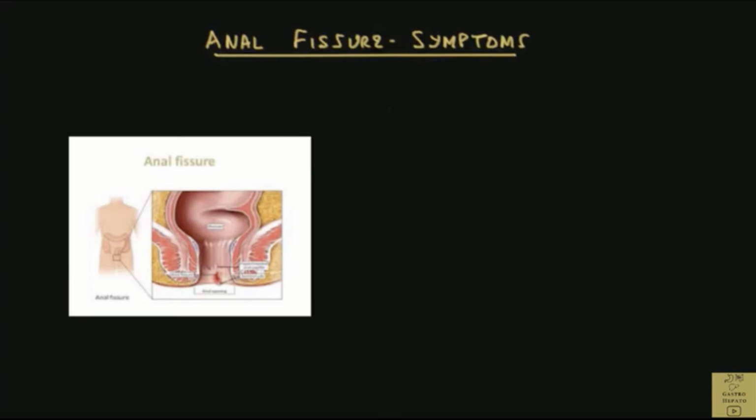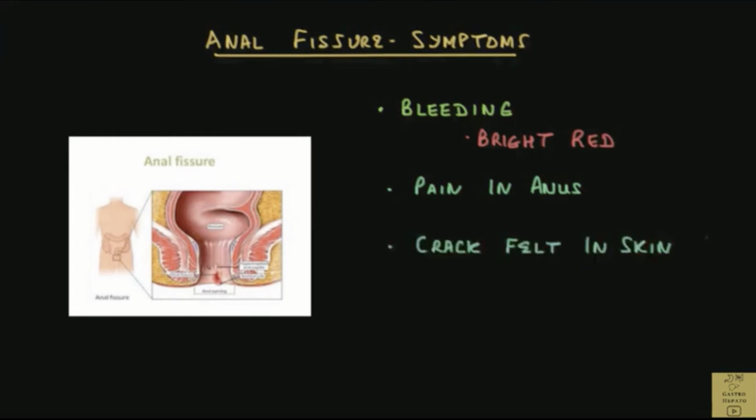Symptoms of anal fissure include bleeding, especially when passing stools. The blood is bright red in color and is separate from the stools. Secondly, there is pain in the anus. The pain can be a sharp pain or burning sensation or itchiness at the anus, especially when passing motion. Another symptom is a crack that is felt in the skin of the anus, sometimes with a small lump at the anus.